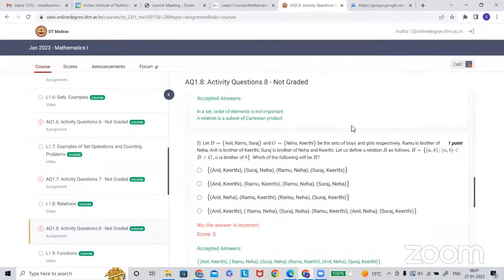But when the condition is given, every student should consider that condition, right? That is correct. Why should we ignore the condition? You are very right. If we are considering the condition of the relation, in that case, what would be your answer? If I say that Ramu is a brother of Neha, Anil is a brother of... what about this?